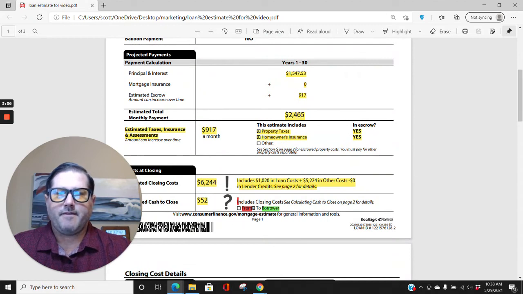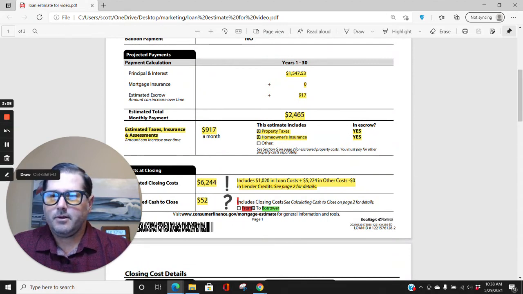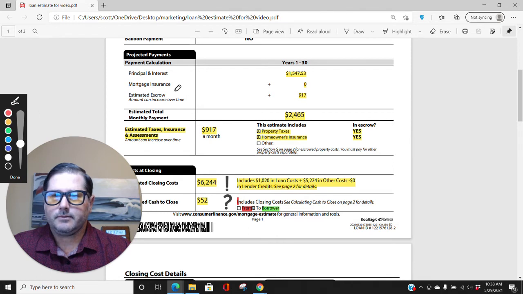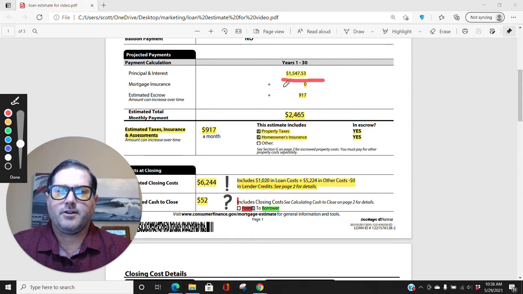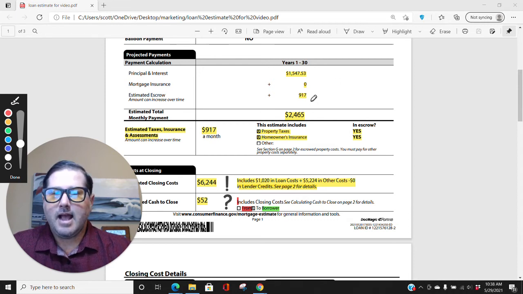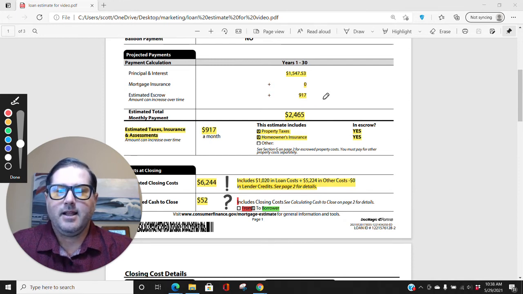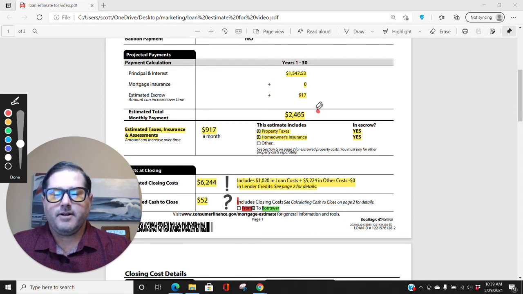Okay, moving down, we have our projected payments. A lot of things are repetitive on the loan estimate. We've got principal and interest at $1,547. Mortgage insurance. You can have mortgage insurance if your loan to value is greater than 80%. Estimated escrow. This isn't always accurate on the loan estimate. It's an estimation as to your taxes and your insurance. Then it goes over your total monthly payment, $24.65.